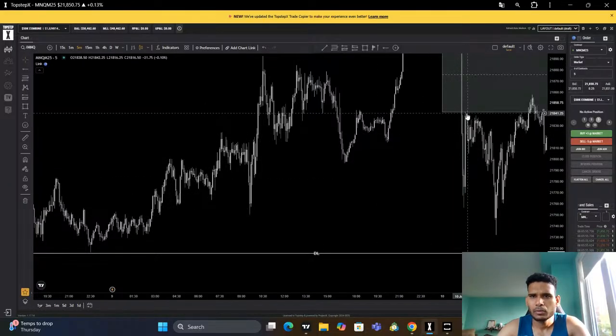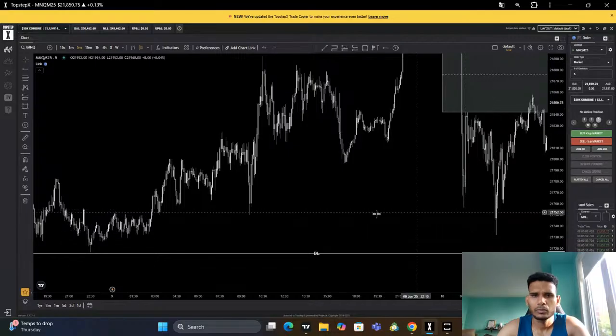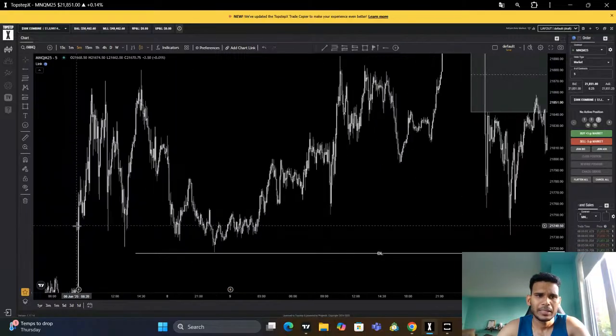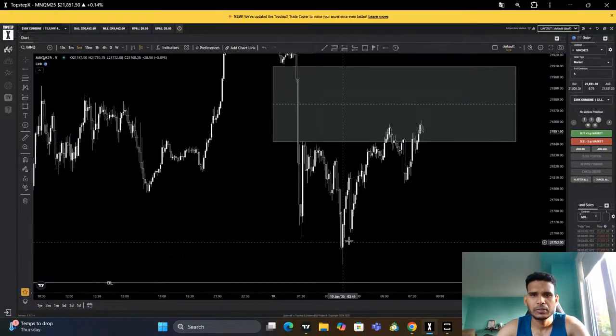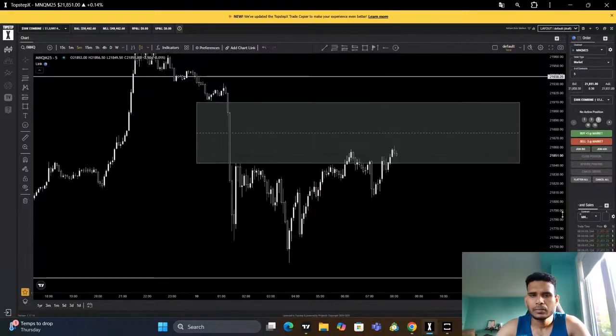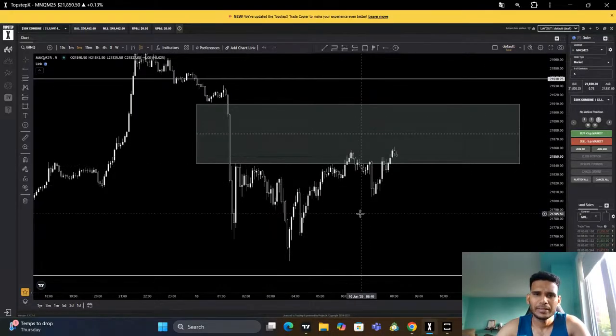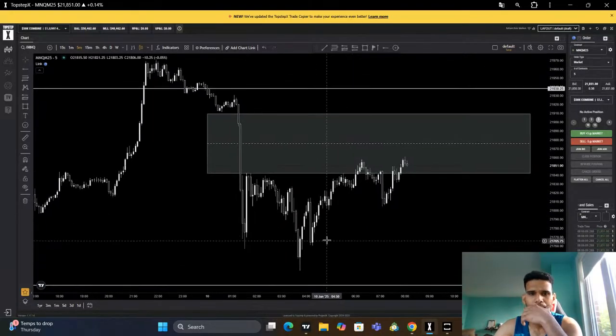It's rebalanced to this point. Tap this guy, come all the way down, sweep the low, tap down now. But the price action formed here, I don't like it. It's not something.